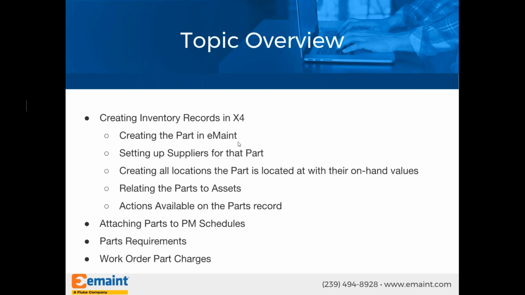So I'm going to go ahead and move on to the next slide, and we're going to go over some of the topics of today's session. So we're going to start off with some of the basics of inventory. We're going to show you how you can create a part in eMaint. And then once we create the part, we're going to show you how you can set up suppliers for that part. We're going to show you how you can create multiple different locations the part that you're creating can be assigned to. So this way when you're charging out inventory, you can have multiple different storerooms that hold this part, and you can state what the on-hand quantity is for that part.